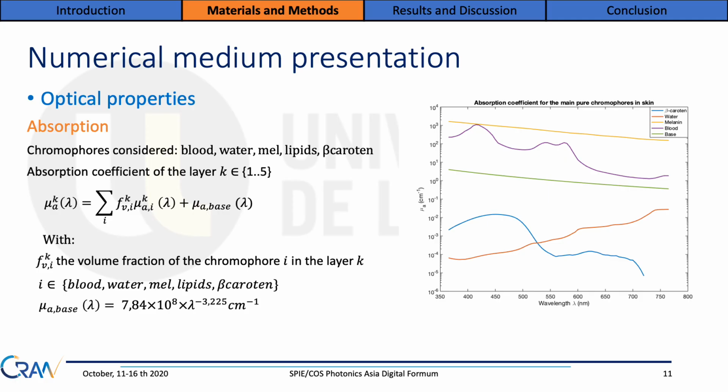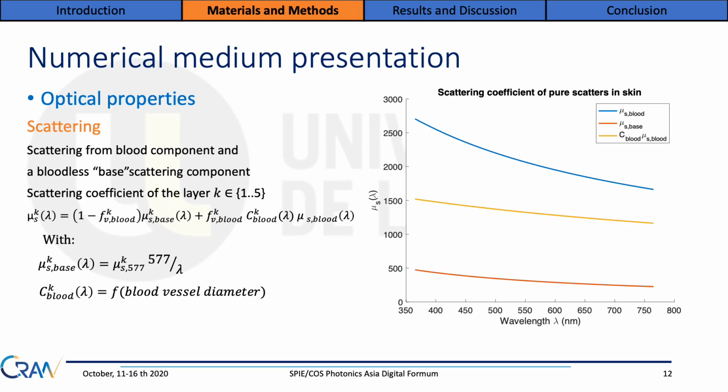The figure on the right shows the contribution of pure chromophore absorption. The final absorption coefficient of a layer is then deduced as a weighted sum of pure absorption coefficients where the weights are the volume fraction of the chromophore in that layer. For the scattering coefficient, this can be divided into a contribution from blood and a bloodless base scattering component. Both are presented on the figure.